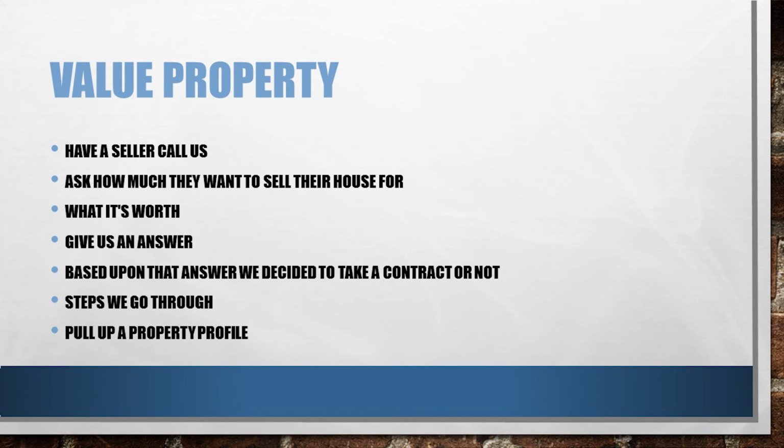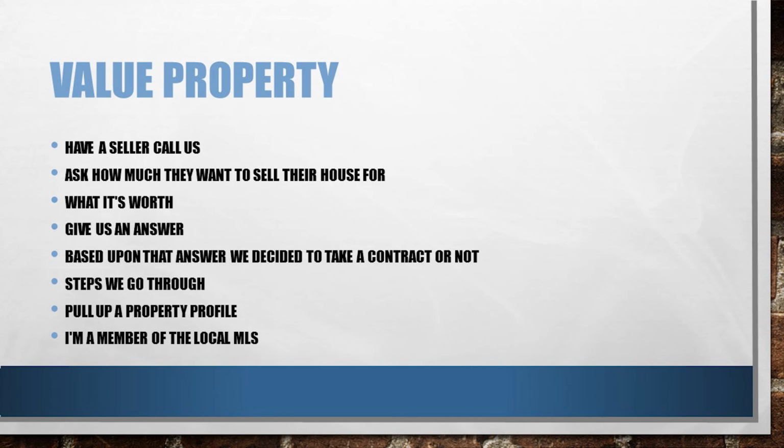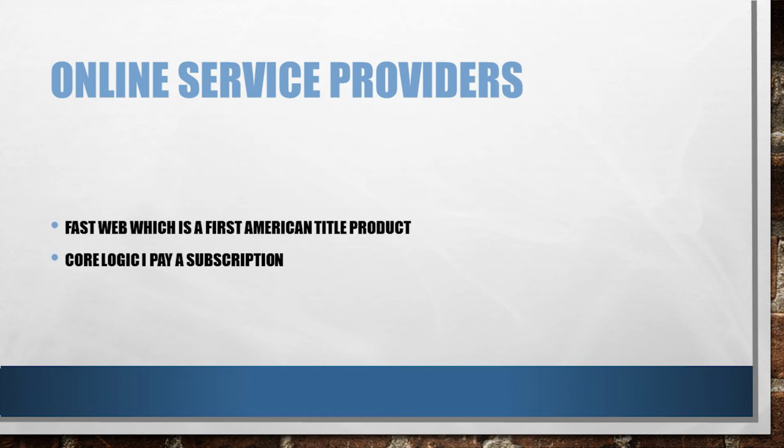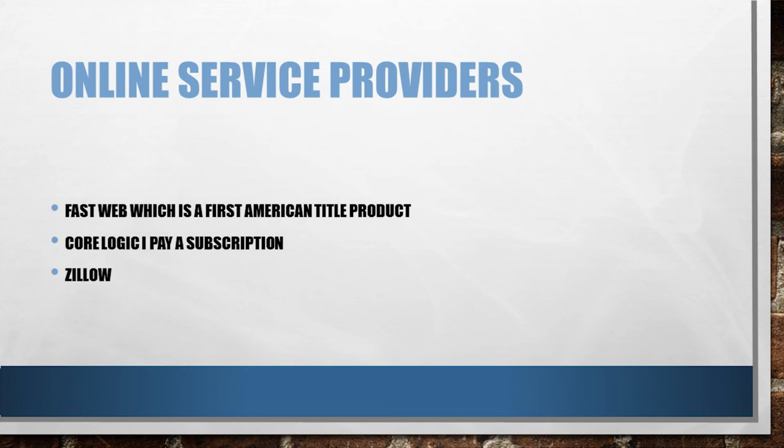So you're going to pull up a property profile. Now, I'm a member of the local multiple listing service, but I'm not a member of all of the multiple listing services throughout the country. Heck, there's 90 or so of them in California. You can't be a member of all of them. So you also use online service providers. I use FastWeb, which is a First American Title product. There's a couple products by CoreLogic that I pay a subscription for. And then I'm going to go to products like Zillow. I don't necessarily use their price component information, but they have some information that I like.